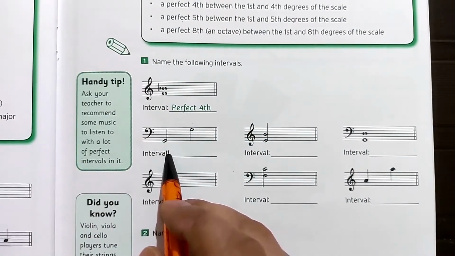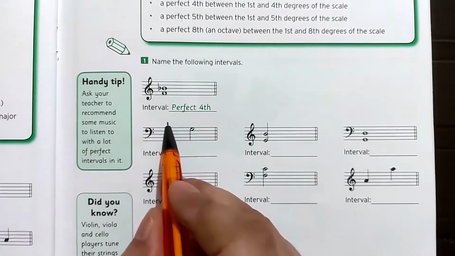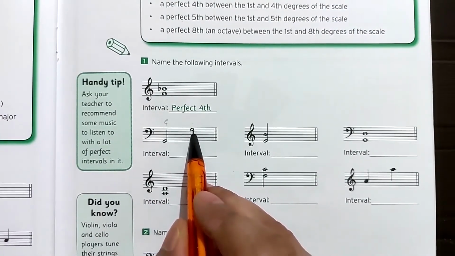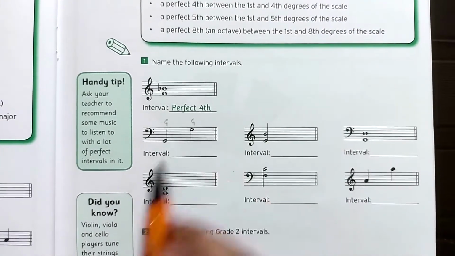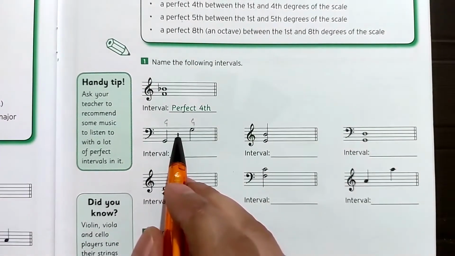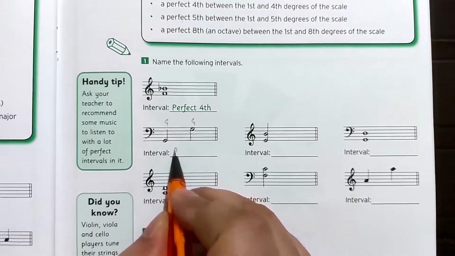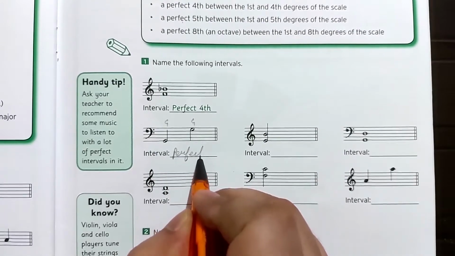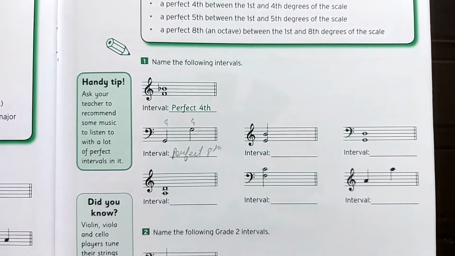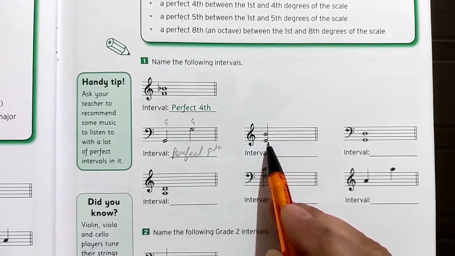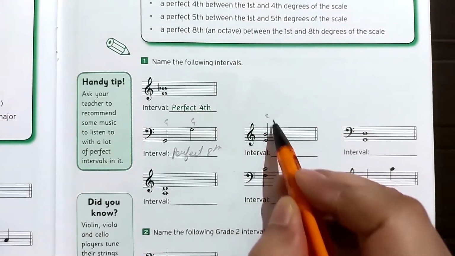So let's see. This is a bass clef. This is our G note, and G. This is our fourth space. This is also G note. Okay, so that means this is a perfect eighth, right? Perfect eighth.